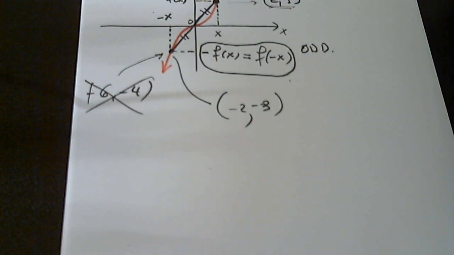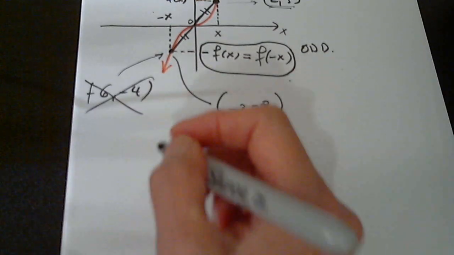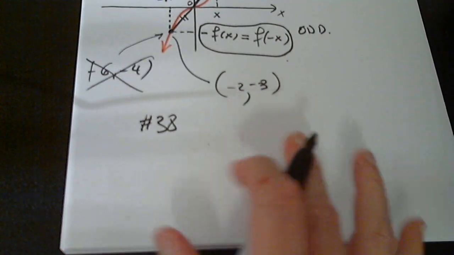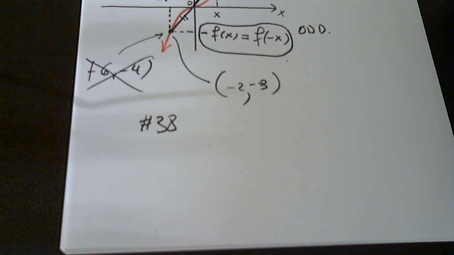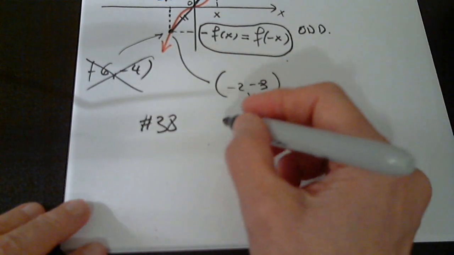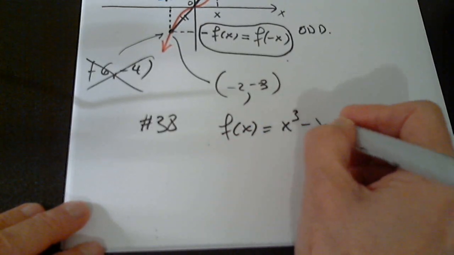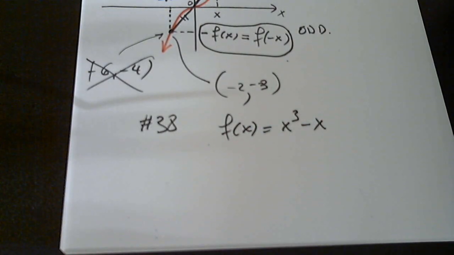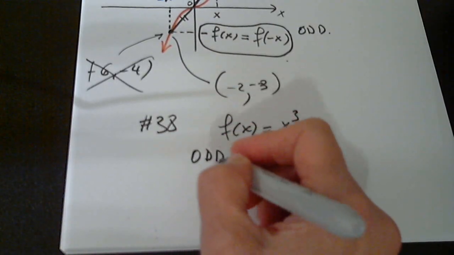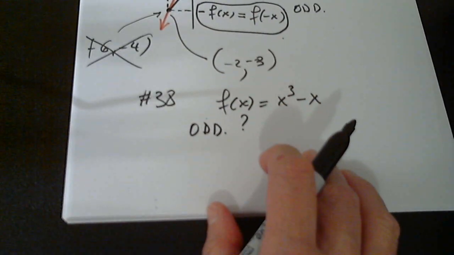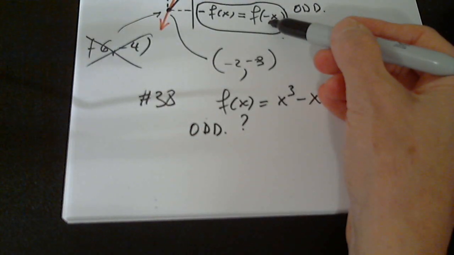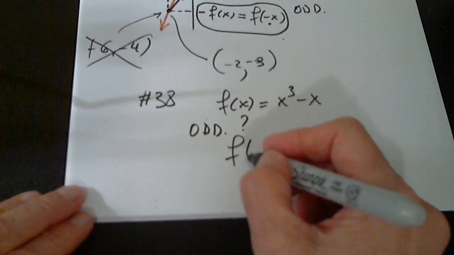So let me illustrate this and then we'll talk about it. Let's say you give me number 38 and you ask me, is it... oh, I didn't copy it. Brilliant. It was x cubed minus x. So if I have f of x equals x cubed minus x, and you ask me, listen, is this function odd? This is what I'm going to do. I'm going to find f of negative x.